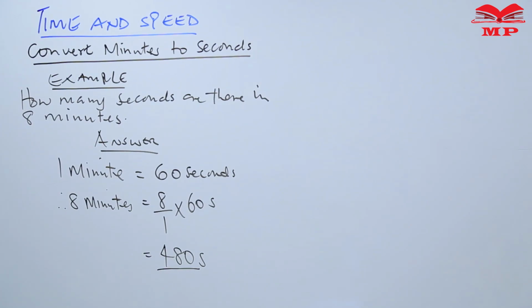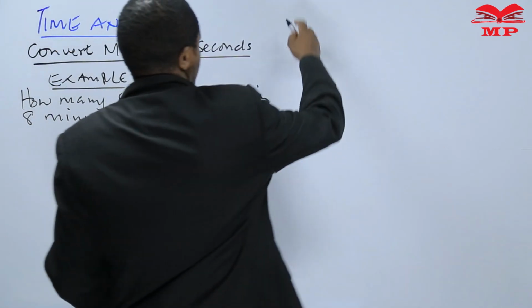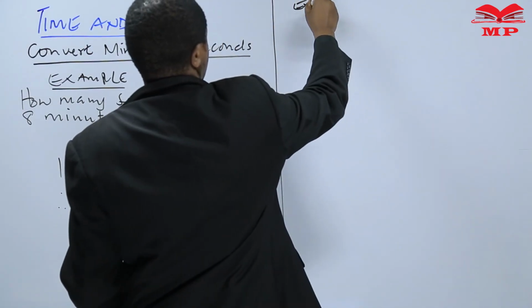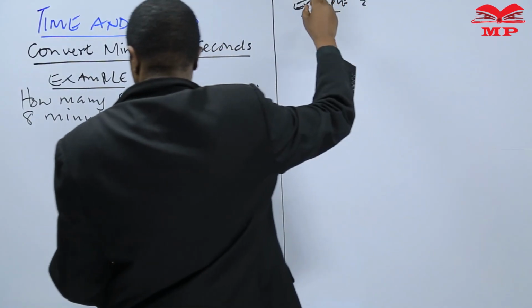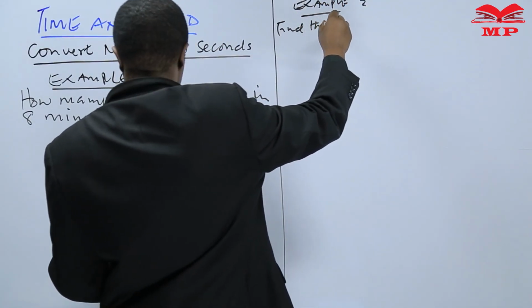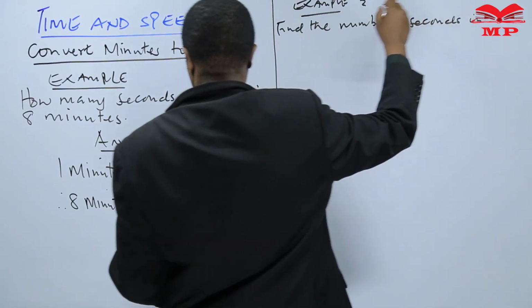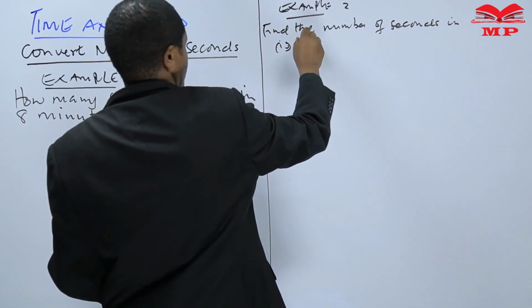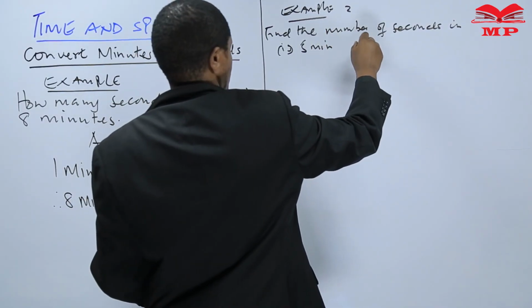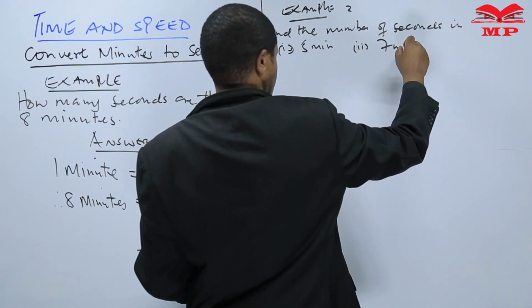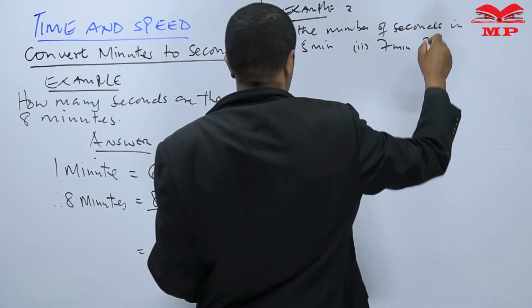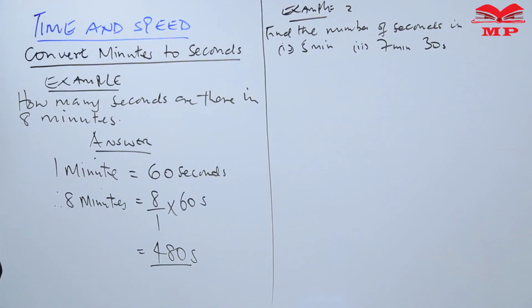Example 2. Let me read it. Find the number of seconds in: one, 5 minutes; two, 7 minutes and 30 seconds.